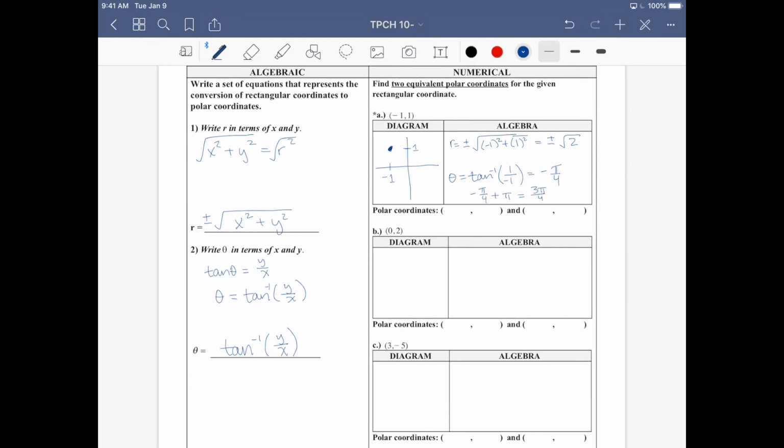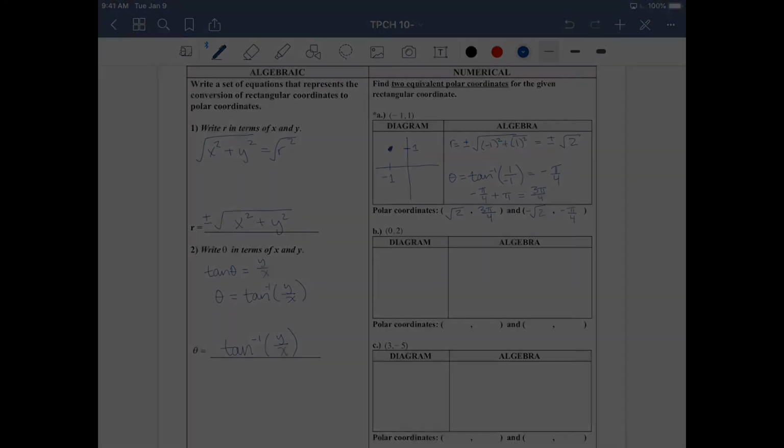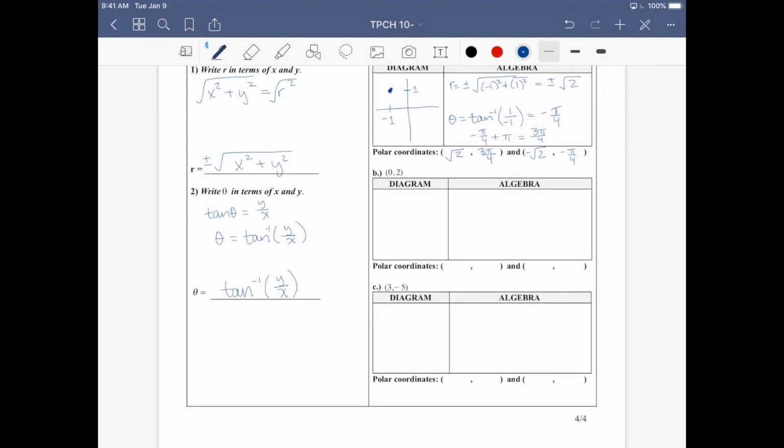Okay, so the positive radius, the positive square root of 2, is going to go with 3 pi over 4 because 3 pi over 4 puts me in the second quadrant, not -pi over 4. Now, if I were to go to -pi over 4, I would have to reverse the direction. And when I reverse the direction, that means my radius is negative. So these two put me in the same spot on the polar coordinate graph as this point -1, 1 on the rectangular graph.